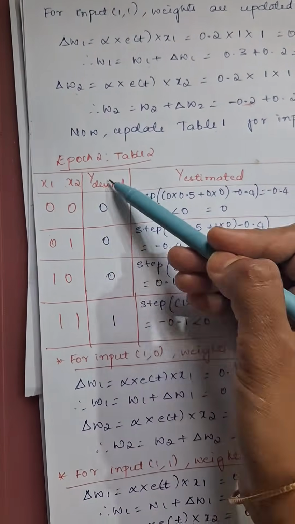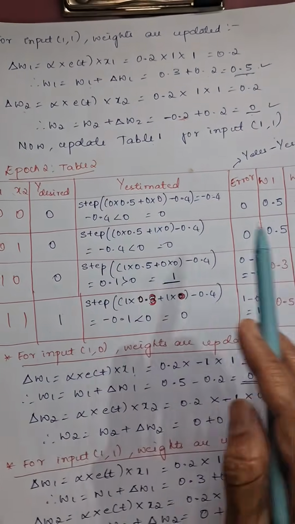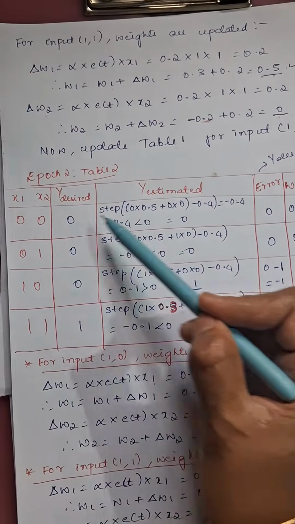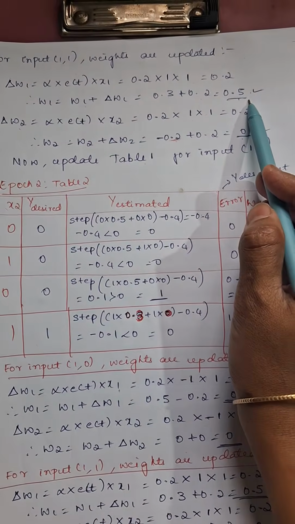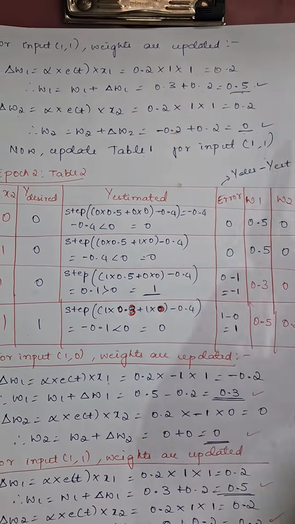Same thing, x1, x2, y desired. This will remain the same. Y estimated. Now the same concept remains the same. So step of 0 into W1. What is W1? I have to now take this. This is the updated weight. I have to take this, not the initial one which was given in the question.